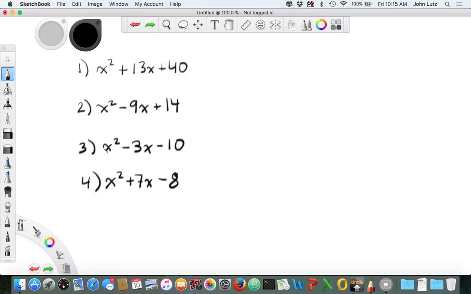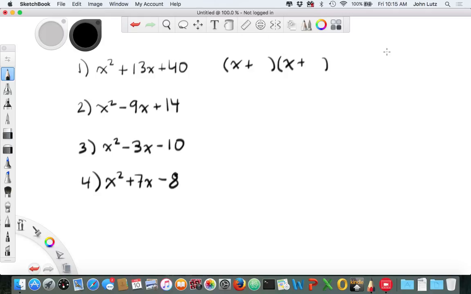So I know that I'm going to open up two parentheses and start with x's, and I also know that in this case I'm going to start with x plus. They're both pluses because this is a plus and this is a plus. I'm looking for two numbers that multiply to give me 40 and add to give me 13.